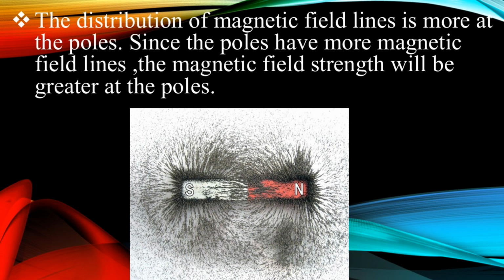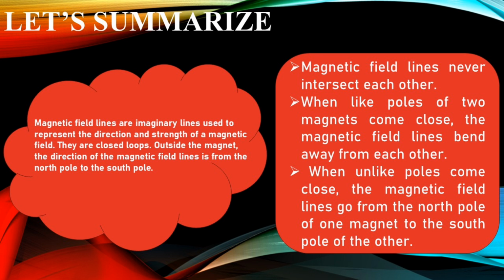I hope you all understood what we learned today. Let's summarize our topic. Magnetic field lines are imaginary lines used to represent the direction and strength of a magnetic field. They are closed loops, and outside the magnet, the direction of the magnetic field lines is from the north pole to the south pole. And then we learned about the characteristics.